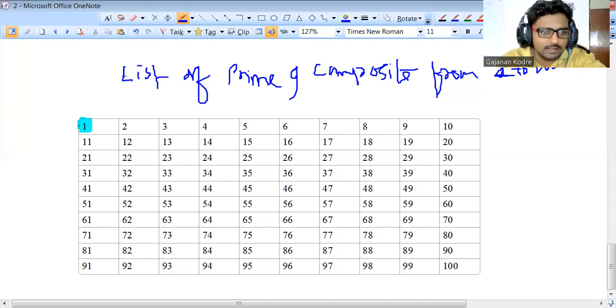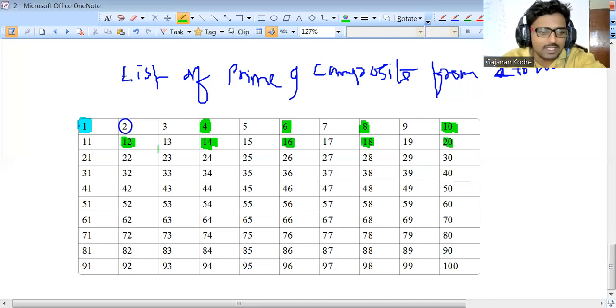Yes, circle the next number, that is 2. Okay, and cross out all the multiples of 2. So what are the multiples of 2 that we need to cross out? Instead of crossing out, here I'm going to color it. So 2, 4, 6, 8, 10. These are the multiples of 2. 12, 14, 16, 18, 20.